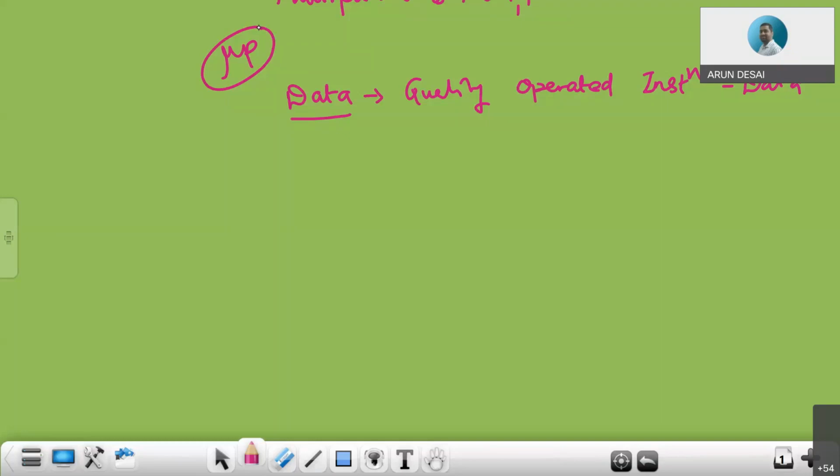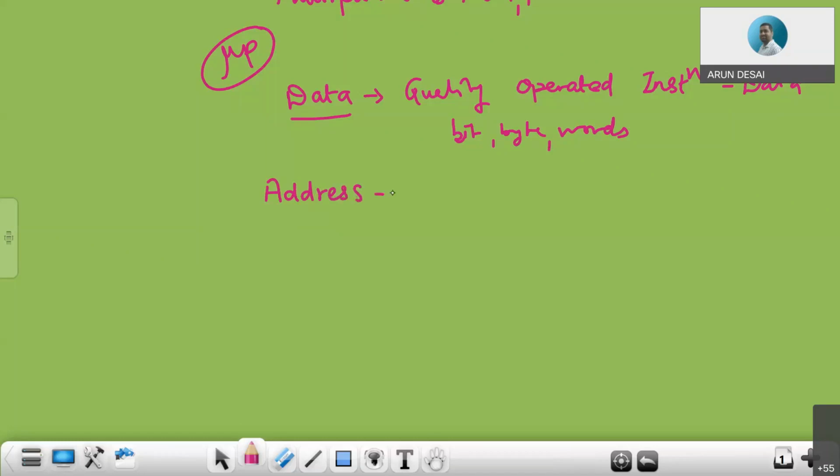So the definitions are referred to in terms of microprocessor, right? Data is basically a binary number or code quantity which is operated by an instruction. How do you calculate the size of data? Obviously by using bits, bytes, and words, right? So this is what data is.